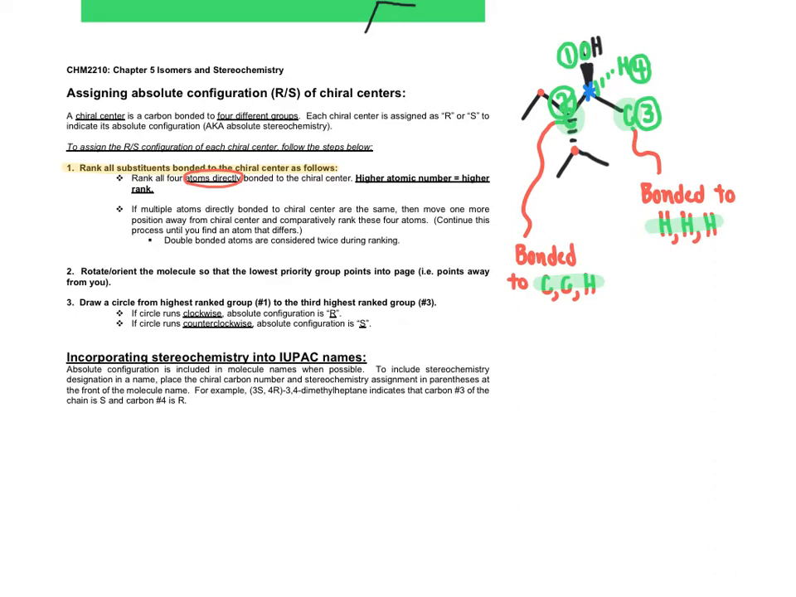in step 2, we're going to rotate or orient the molecule so that the lowest priority group points away from you. It's a dash rather than a wedge or a line. So we've got to orient the molecule so the lowest priority group points away from you. In other words, that lowest priority group is a dash.